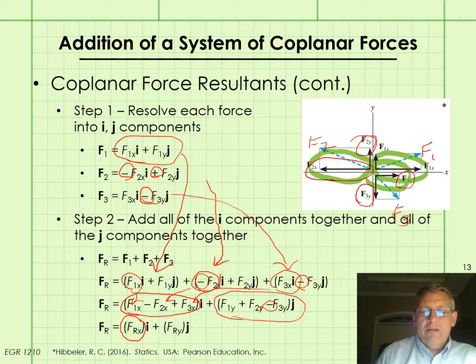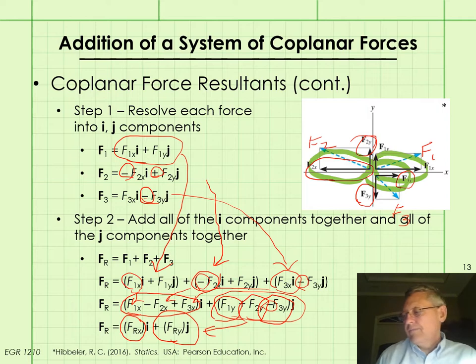And I'm going to do the same thing with the j terms. Basically, we'll just be adding these three numbers together, F sub 1y, F sub 2y, and F sub 3y. Notice there's still a negative sign there. And that's going to give me the resultant in the y direction.